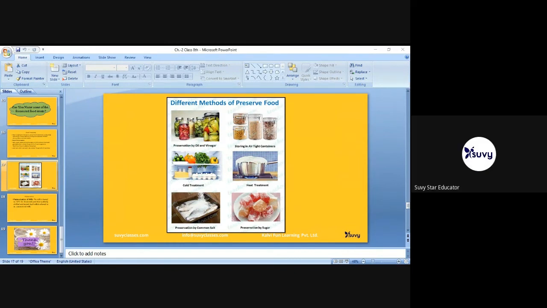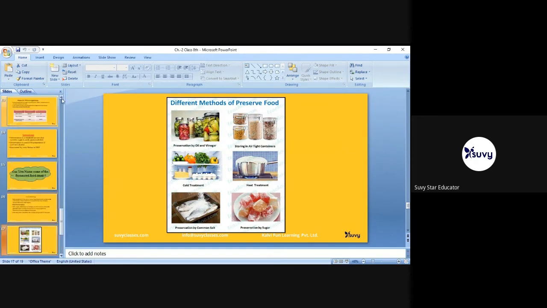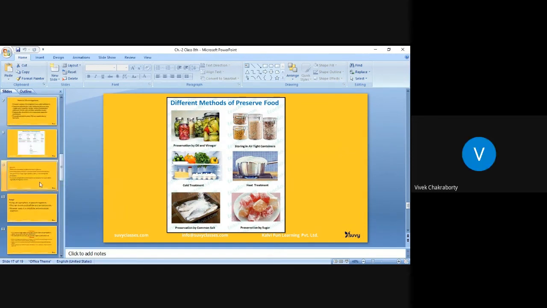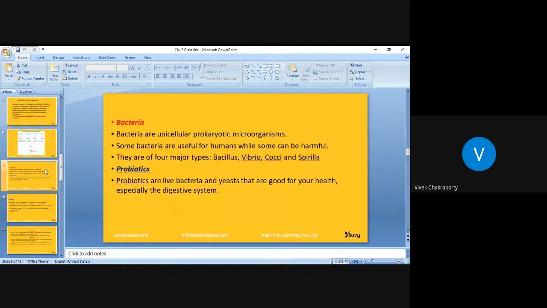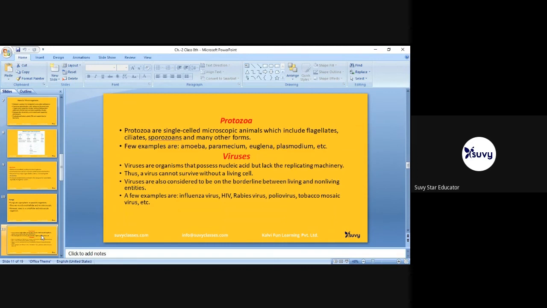You have a doubt in protozoa. Regarding protozoa, its characteristics, I didn't properly understand. So protozoa is a type of microbe, which are unicellular. But they have flagella and cilia.